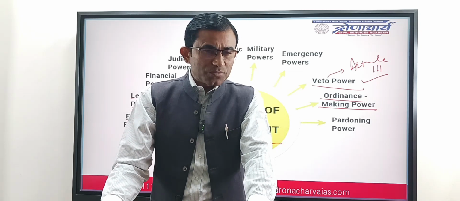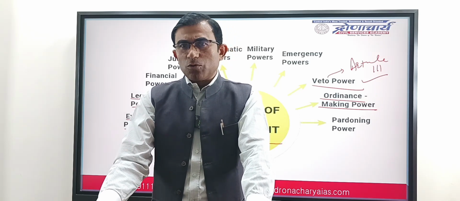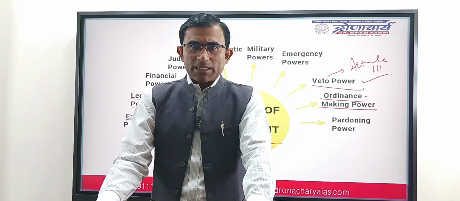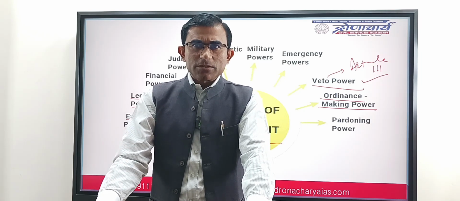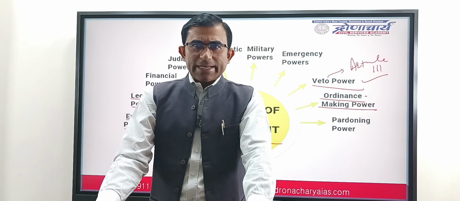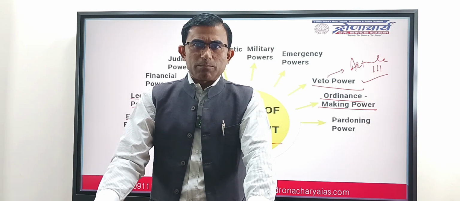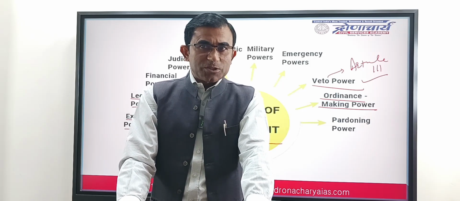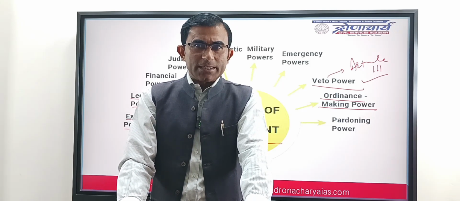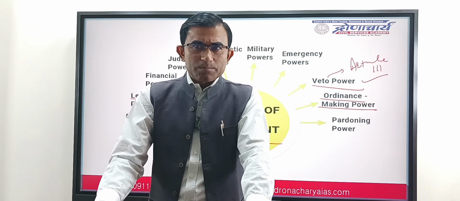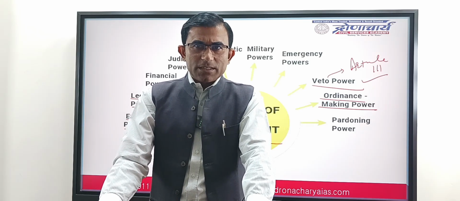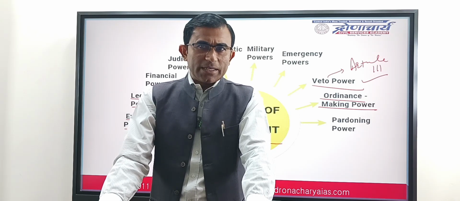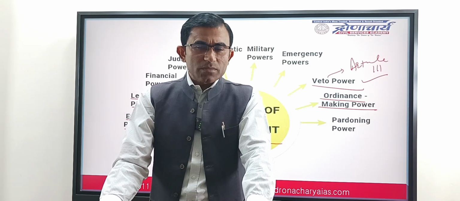For example, in 1954, an absolute veto was exercised by Dr. Rajendra Prasad as President when he withheld the assent for the PEPSU Appropriation Bill. In 1991, an absolute veto was exercised by President R. Venkataraman when he withheld his assent to the Salary, Allowances and Pension of Members of Parliament Bill.